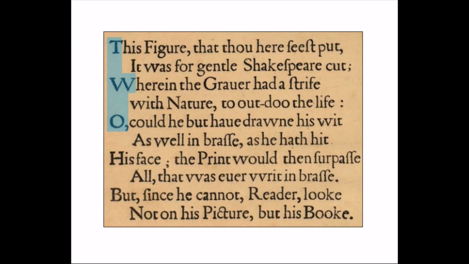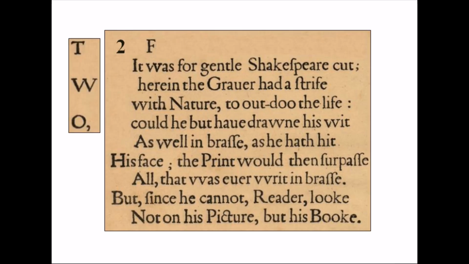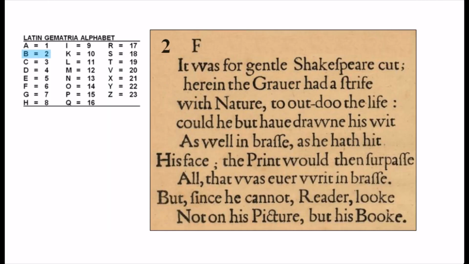Looking again at the To the Reader poem, it opens with an acrostic spelling two, T-W-O. Even though I think the word count I showed earlier was done by design, I'm not sure if this is one of the clues, but an idea I have is, replace the acrostic 2 with the actual number for 2. Next, apply gematria. The value of 2 is equivalent to the letter B.